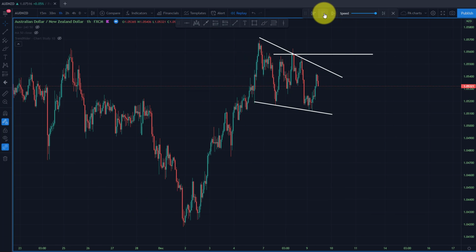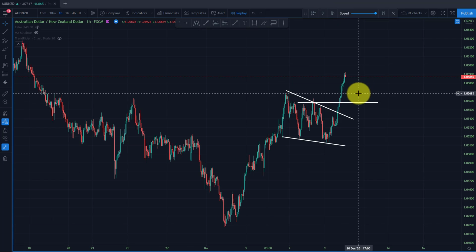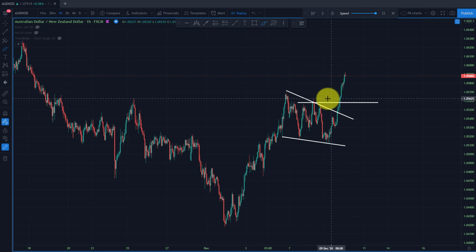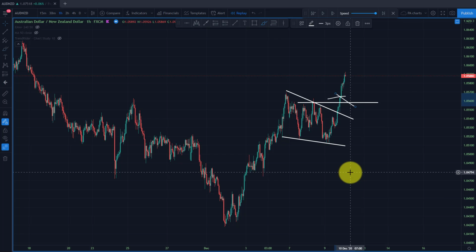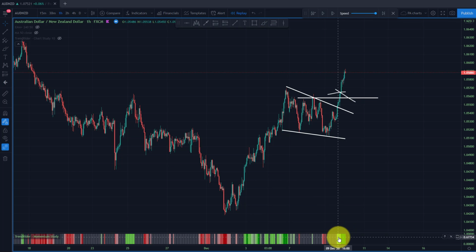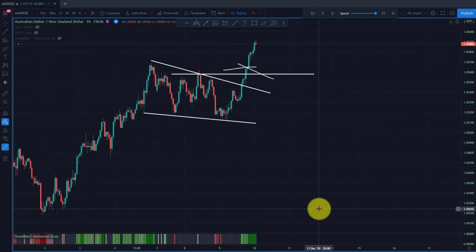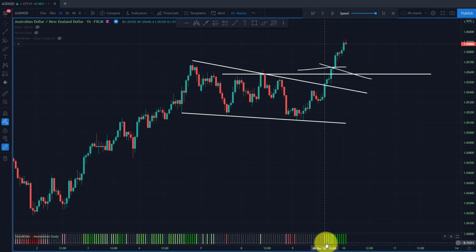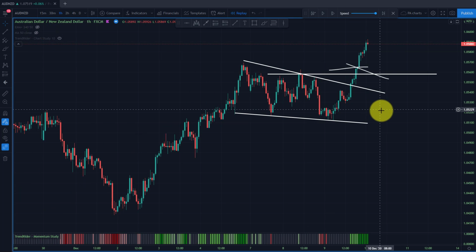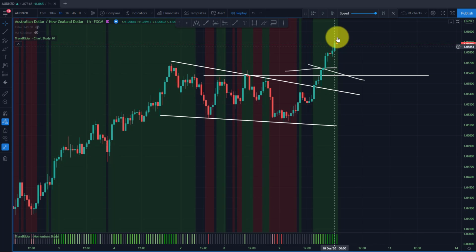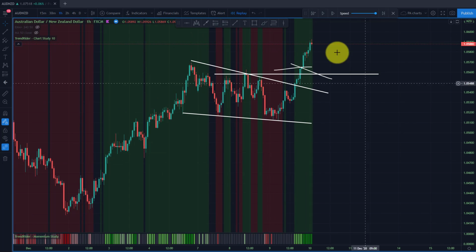So let's speed it up and see what happens. You can see the market broke out here. So this is where generally you would start looking for an entry. If we consult the trend rider, you can see the trend rider momentum study did turn green on this candle already, but it's always better to wait for the confirmed breakout. And then you can see the background color of the trend rider is also green. So very nice confirmation, a good way to trade with added confluence.